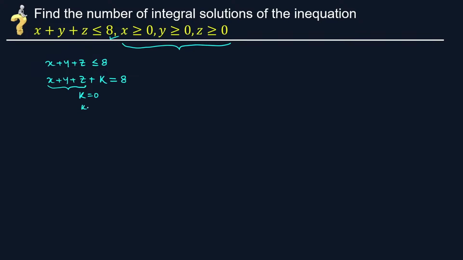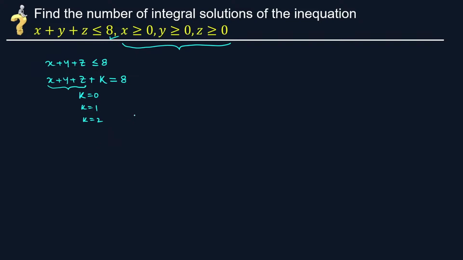If I take k is 1, then you are getting x plus y plus z as 7. Yes, that is also a given condition for this given inequation. Because x plus y plus z is anything less than 8, it can be 7, no problem. If k is 2, then again x plus y plus z becomes 6. Yes, that is also possible. So this thing goes on.